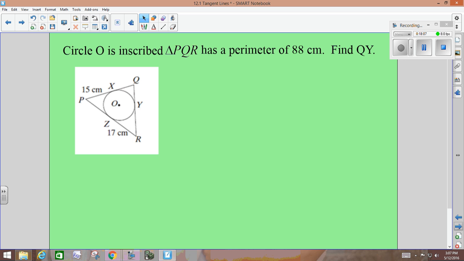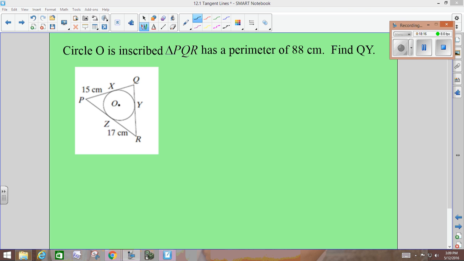Circle O is inscribed in triangle PQR and has a perimeter of 88. Find QY. Nick. ZR is 17. And what other segment's going to be 17? Good. PX is 15. Which other one has to be 15? Good. I'm trying to find QY. I don't know. I'll call it W. So what other one's going to be W? And all of these added together have to equal what?